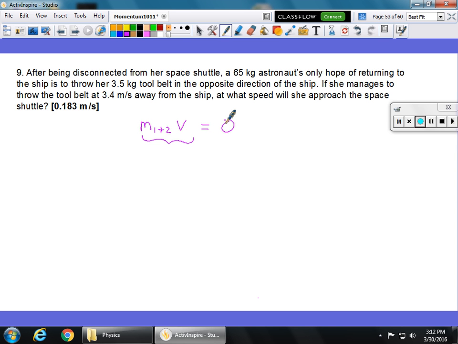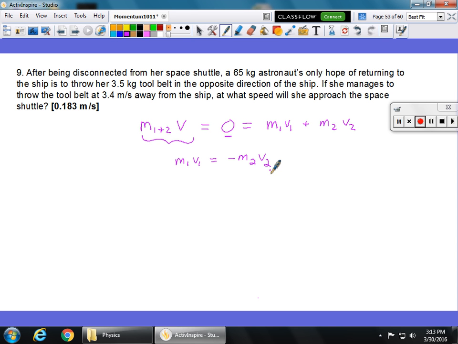Well, what she's going to do is she is going to know that after the collision, if she sends an object hurtling away from her, she will go in the other direction because the momentum is going to be conserved. If before the collision she had 0 total momentum and she wants to go in one direction, these two are going to be equal and opposite. So her momentum, if she throws this tool belt, is going to be equal and opposite the momentum of the tool belt, M2V2.